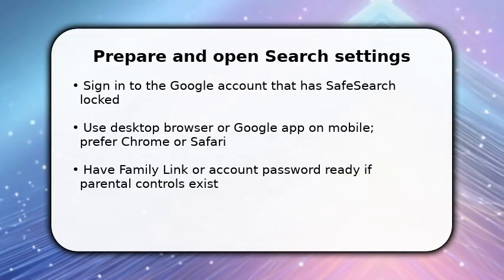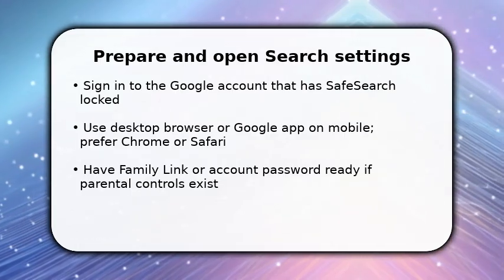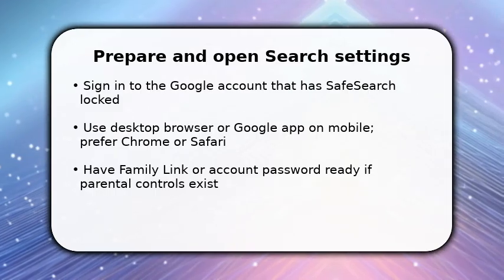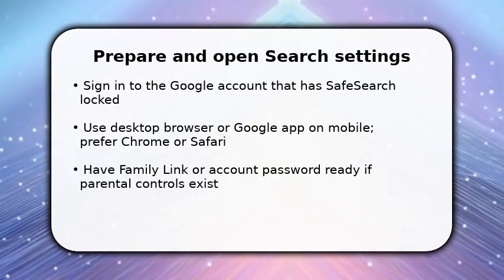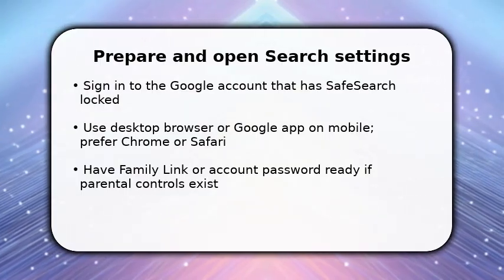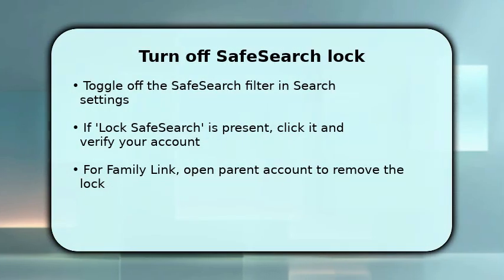If this account is managed by Family Link, pause here. You'll need the parent account to proceed. Now tap or click the Safe Search checkbox to reveal the next options and prepare to change the lock. You're ready to flip the setting.